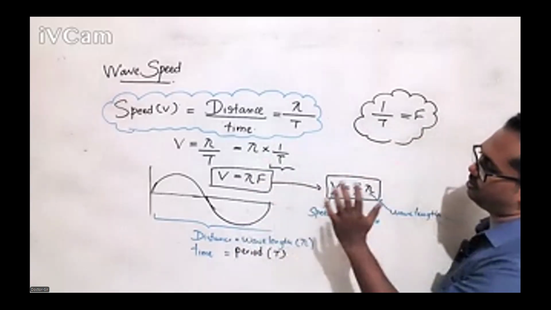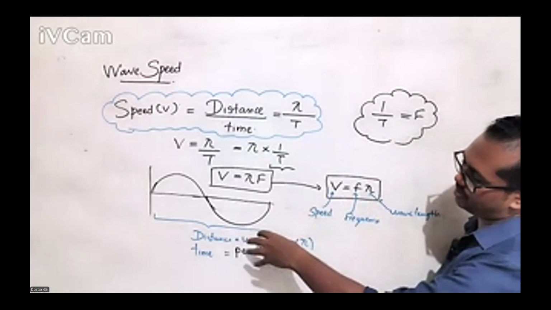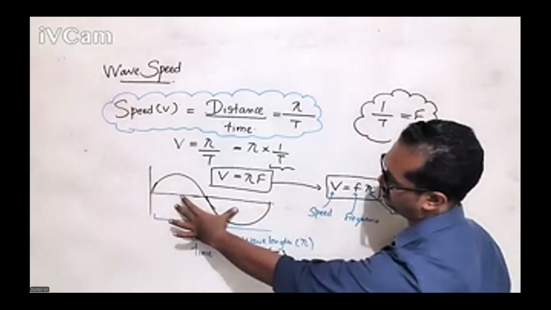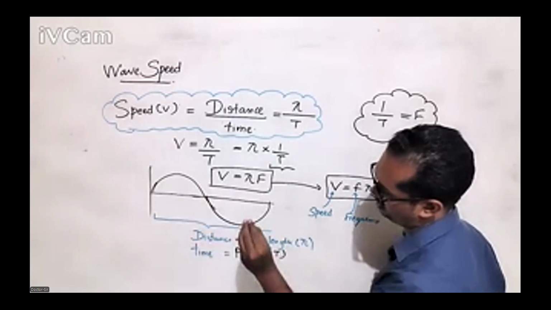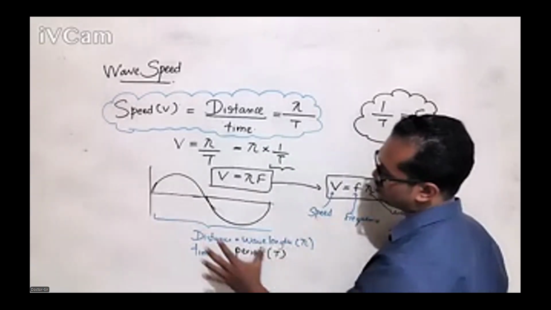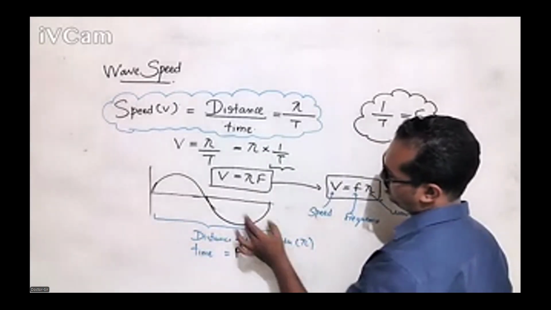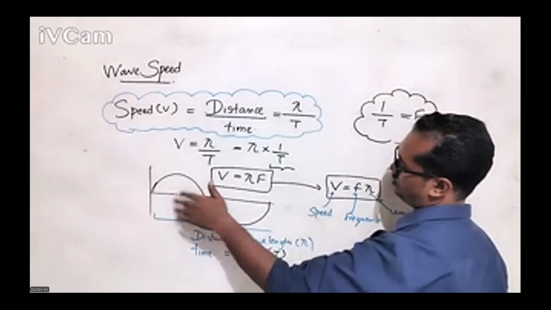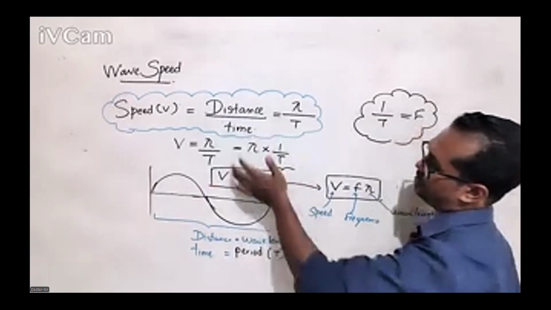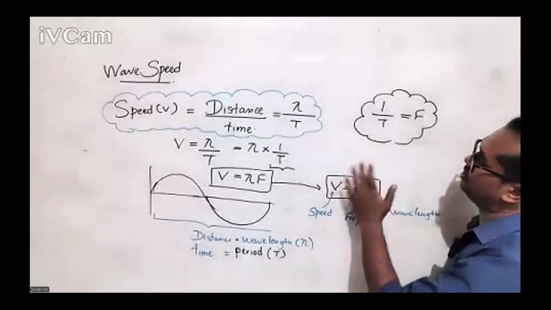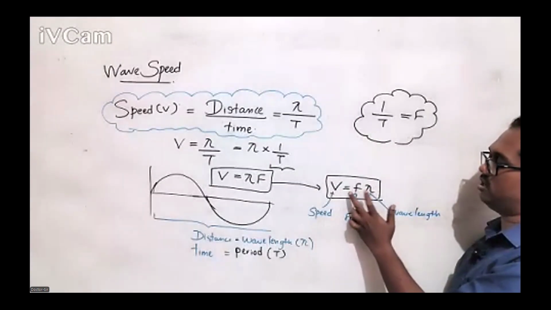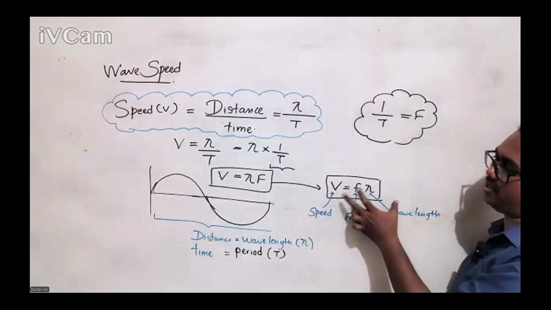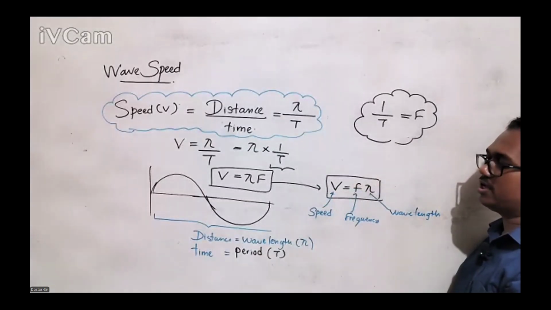Draw this wave. I simply took one wave cycle. The distance I consider is the wavelength, and the time duration for this one wave cycle is the period. Then I apply it here, and it gives V equal F lambda. This is the final formula I am using for the calculation.